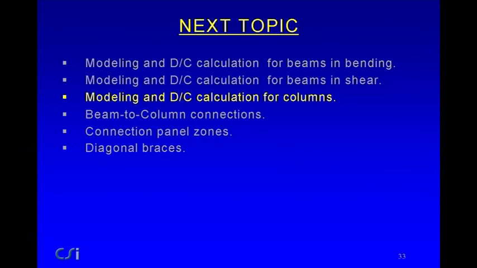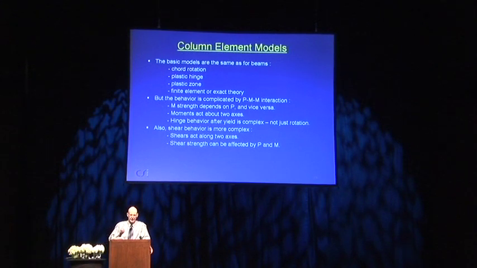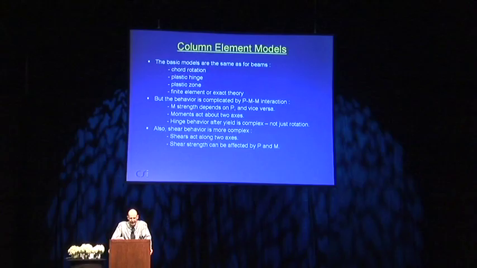Next topic is modeling and demand capacity for columns, and I'm going to talk mainly here about modeling. The basic models are exactly the same as for beams: chord rotation, plastic hinge, plastic zone, and then finite element or exact theory. Chord rotation is probably the one you'll use most of the time. However, the behavior is complicated by P-M-M interaction. And a number of things happen when you get PM interaction. The moment strength depends on P and vice versa. You know that. I'll show the interaction surface in just a moment.